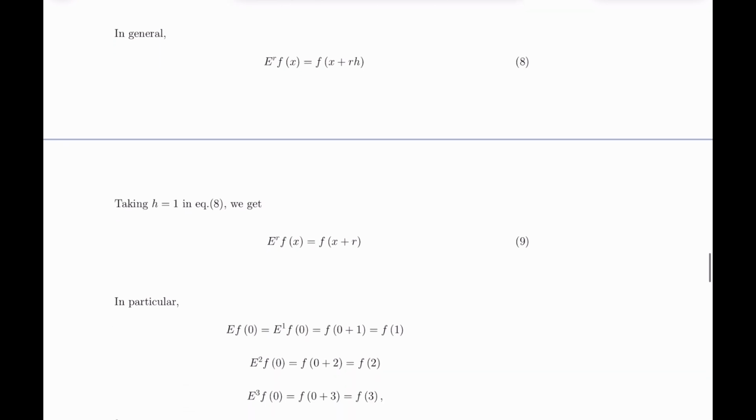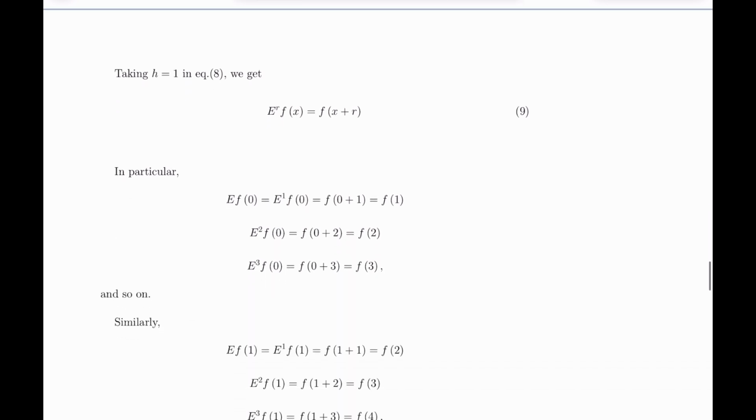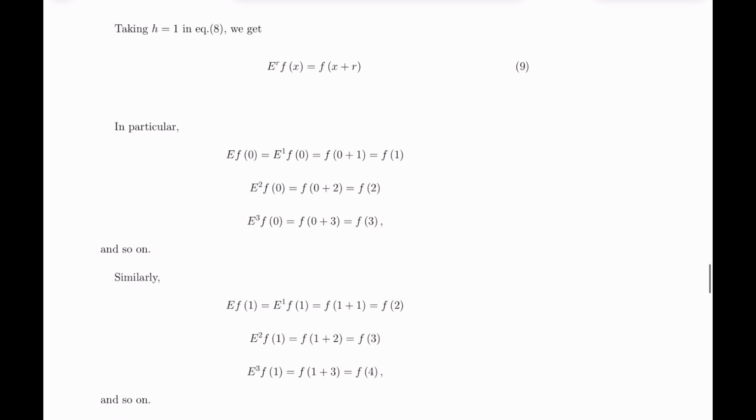So if you take h equal to 1 in equation 8, what do you get? You get E to the power r fx is fx plus r. So taking r equal to 1, 2, 3 and so on, what do we get? When x is 0, E f0 is f0 plus 1, which is f1. This is from this formula. Clear? E square f0 is f0 plus 2, which is f2. E cube f0 is f0 plus 3, which is f3, and so on.